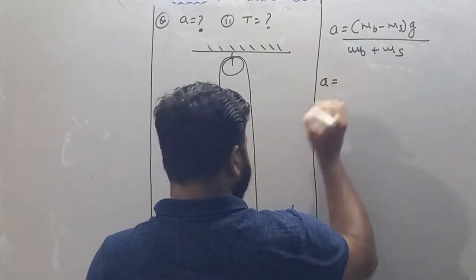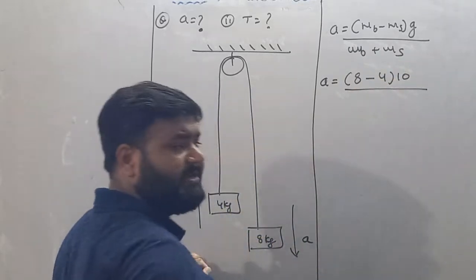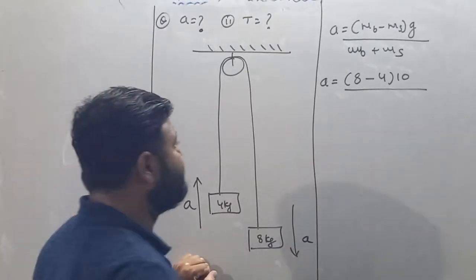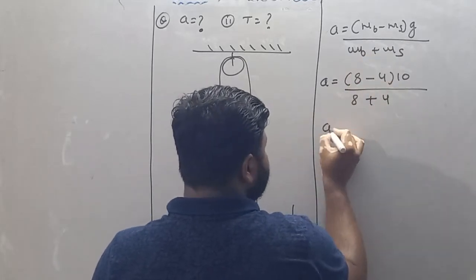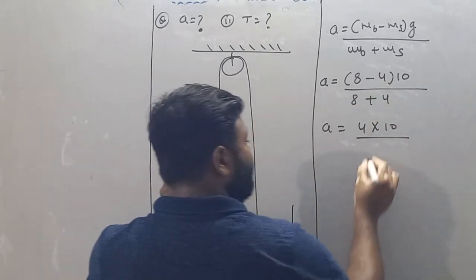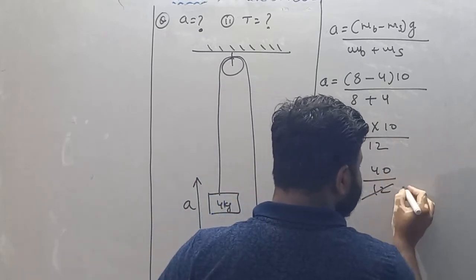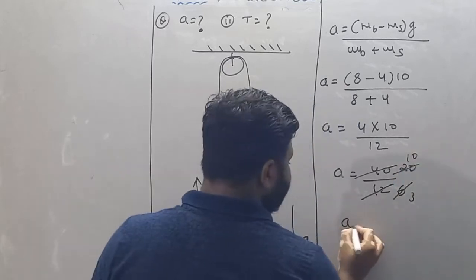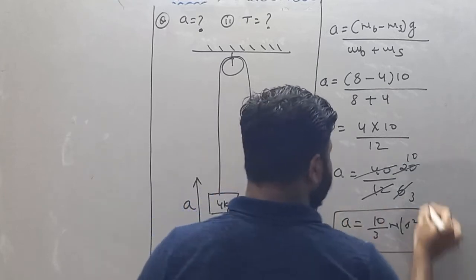So what will we get? Bigger mass is 8. So 8 minus 4 into g, which is 10. The value of g is approximately 10; otherwise, its exact value is 9.8 meter per second square, but we'll take 10. Mass of bigger 8 plus 4. So A is equal to 8 minus 4 is 4 into 10 divided by 8 plus 4 is 12. So A becomes 40 by 12, which is 10 by 3. Acceleration becomes equal to 10 by 3 meter per second square. I hope you all understand.